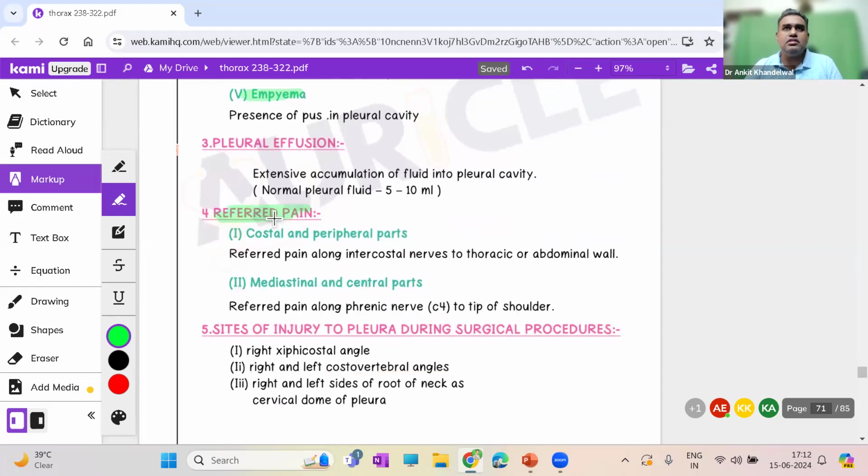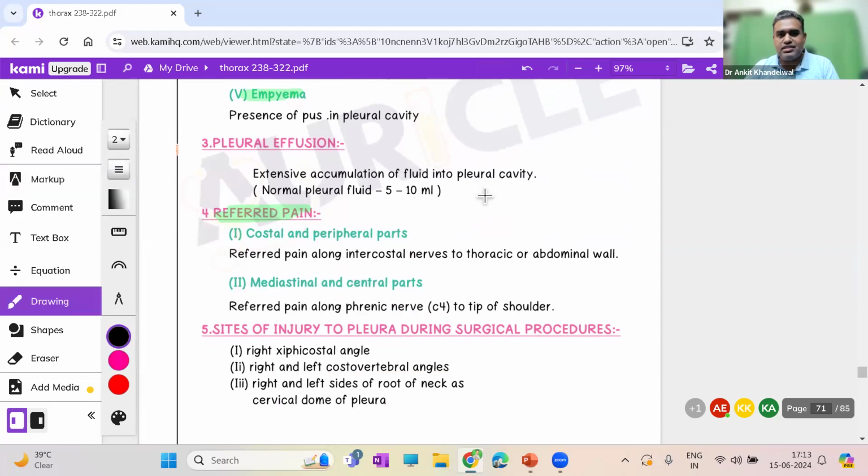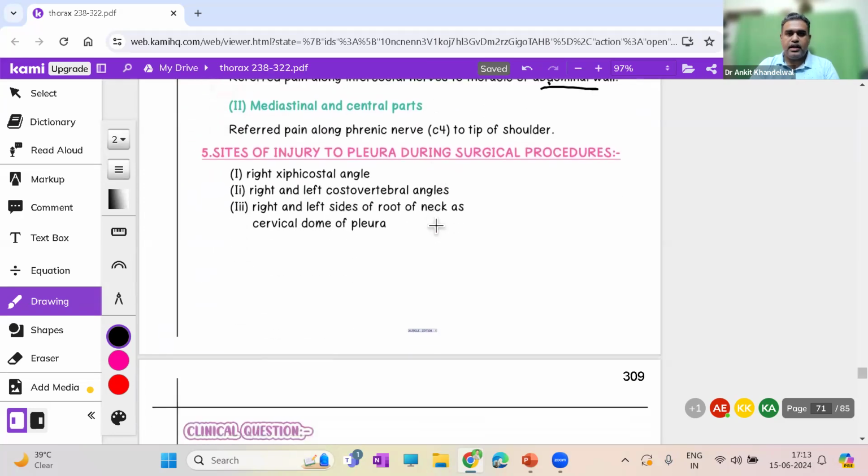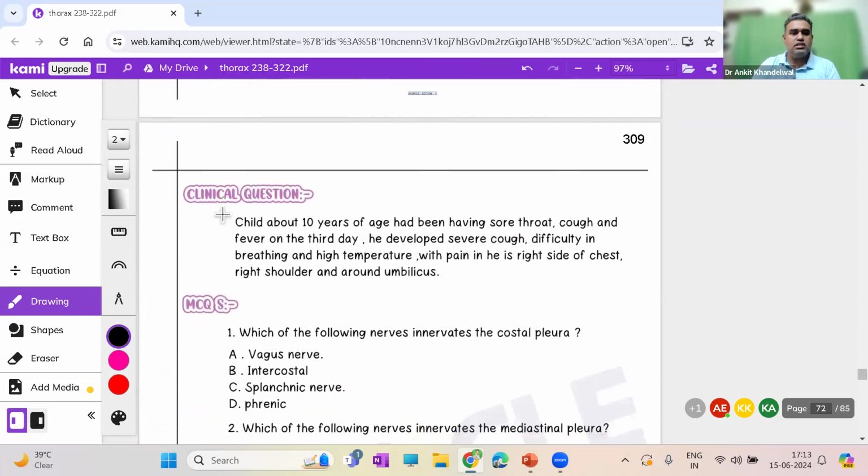Because of the intercostal nerves, you have T7 to T12. If you remember, T7 to T12 were known as atypical nerves, where they go to the abdominal wall after they supply the intercostal space. So if there's a problem in the abdominal wall, pain can be referred to the pleura as well, or referred pain can come to the thoracic wall as well. Okay, site of injury to the pleura during surgical procedures: there can be some sites of injury as well, depending on the procedure.